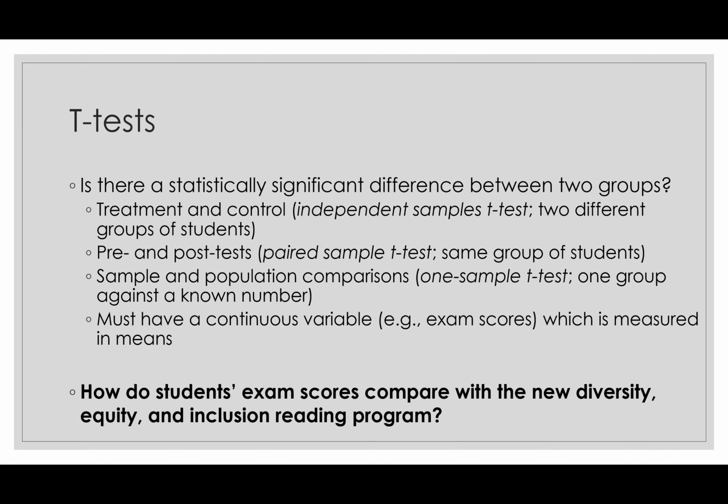And then there's the sample and population comparison, where you have one set of scores, say your own classroom, and you are comparing it to a nationally known average score, for example. So if we are wondering the question, how do students' exam scores compare with the new diversity, equity, and inclusion reading program, we actually need to ask another question to figure out what exactly we're trying to look at.